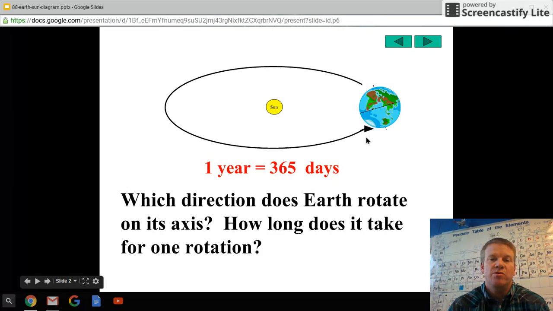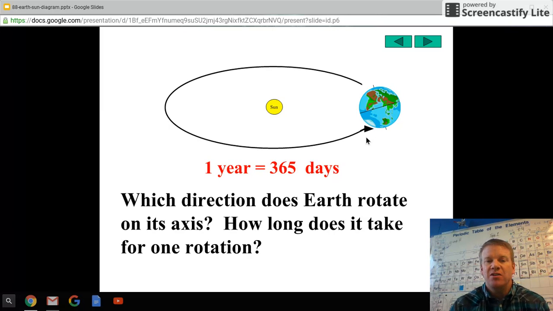It says 1 year is 365 days. Well, actually, 1 year is 365.25 days, hence leap year. Right? Every 4 years, we have to add a day to the calendar to make up for that 0.25 days that it takes for the Earth to go around the sun. And so, this year, hey, you get an extra day of school, lucky you.